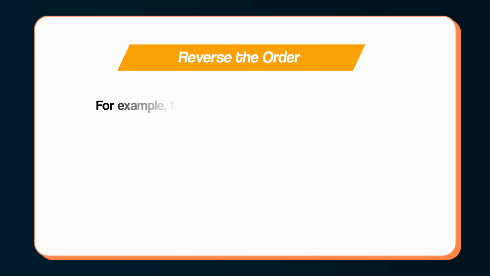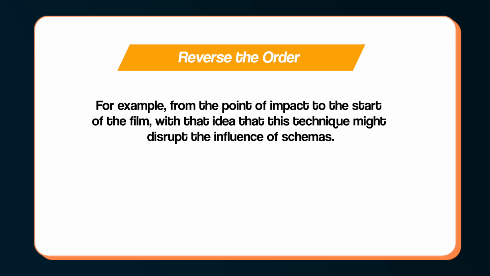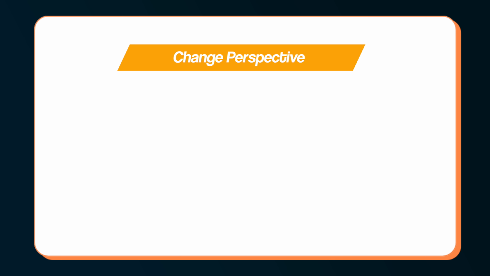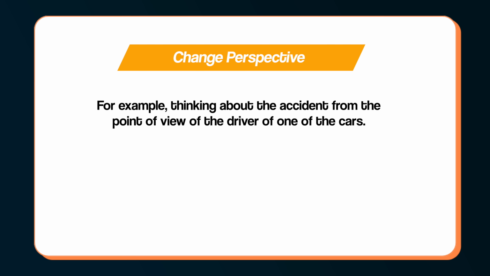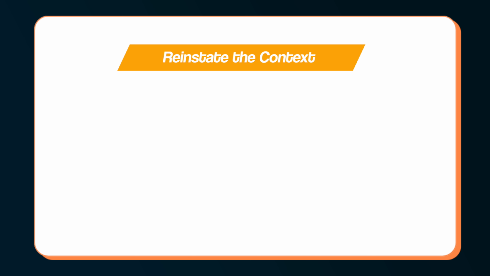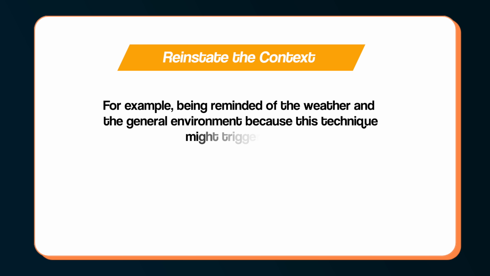Reverse the order. For example, from the point of impact to the start of the film, with the idea that this technique might disrupt the influence of schemas. Change perspective. For example, thinking about the accident from the point of view of the driver of one of the cars. Reinstate the context. For example, being reminded of the weather and the general environment, because this technique might trigger recall.